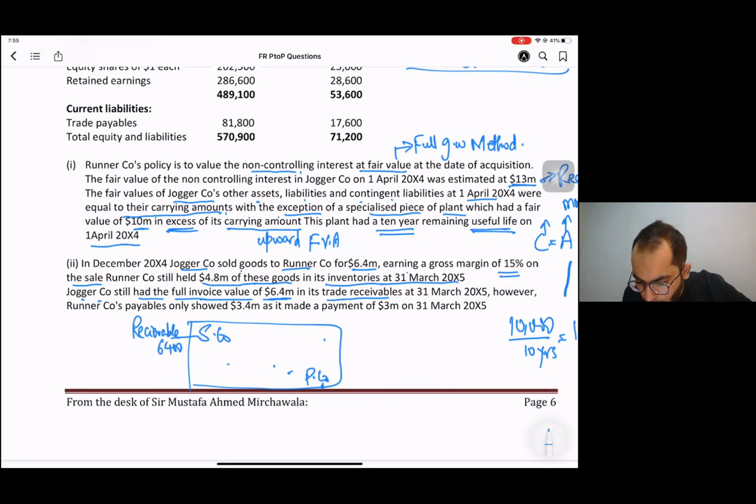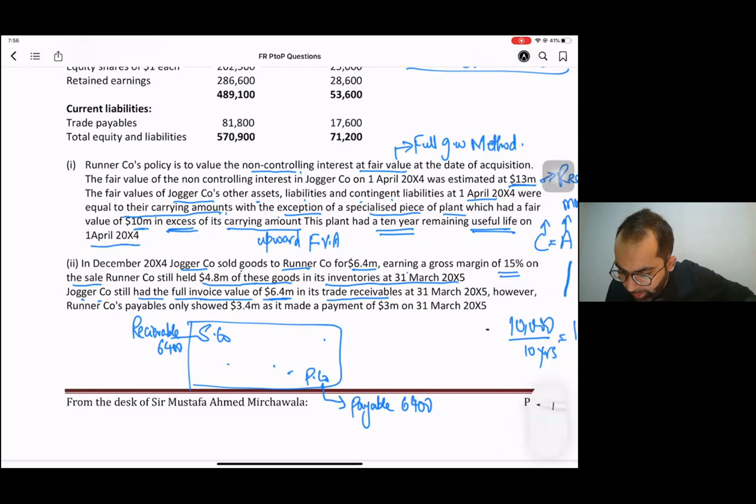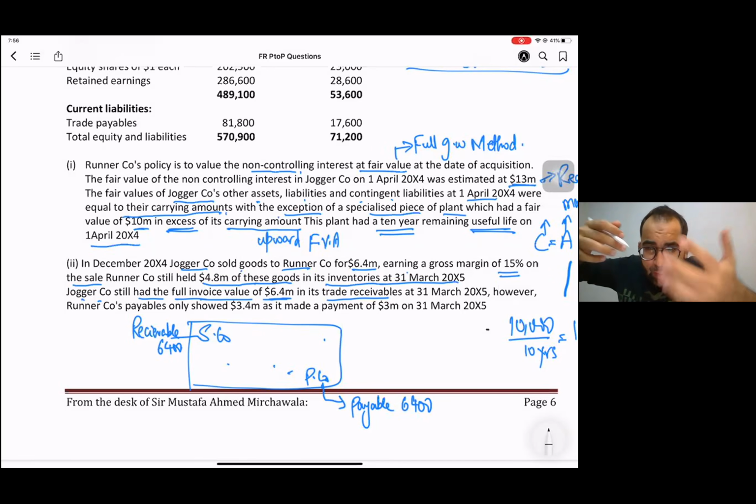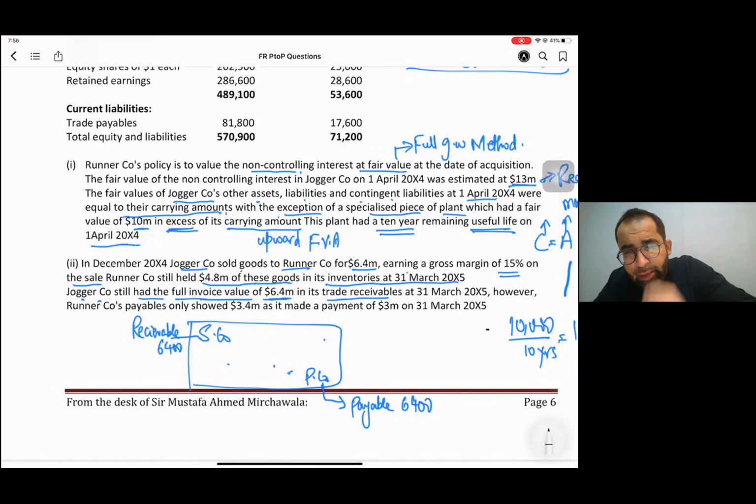One day before the year end, the payable in P company was also 6,400. So it was aligned. But what happened on the last day? On the last day, parent company made a check, and they sent this check to S company.